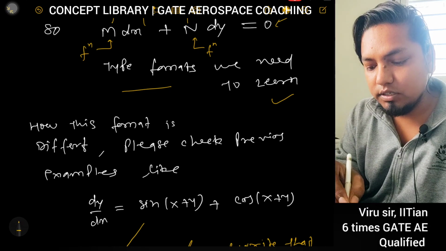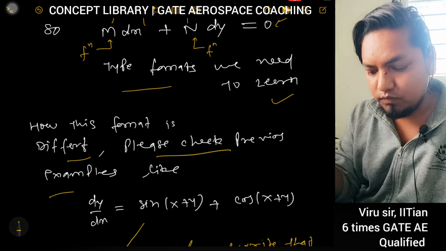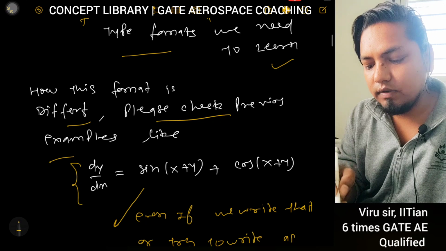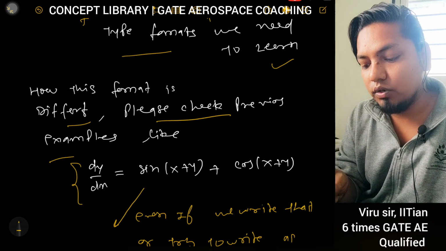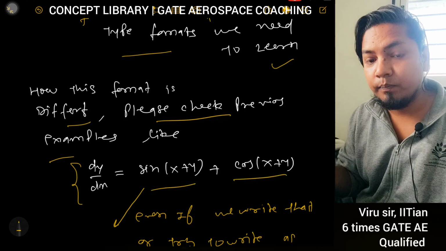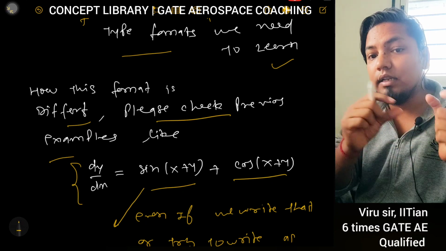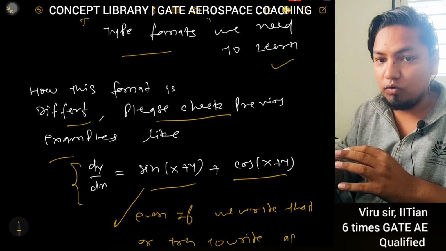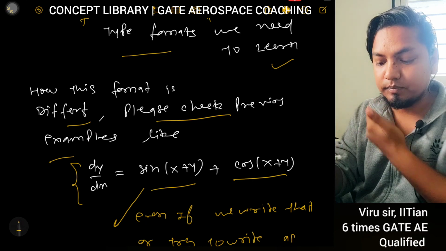How is this format different? Please check previous examples. For example, if this is given like dy by dx is equal to sin x plus y by cos x plus y, this kind of format you cannot write in m dx plus n dy form. That is what I'm learning today.